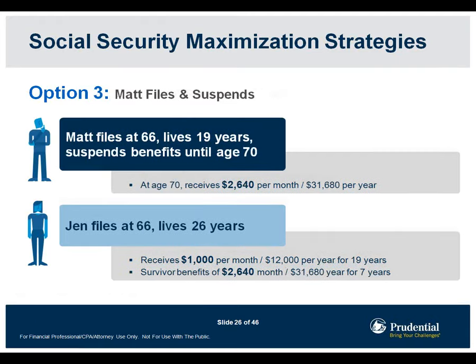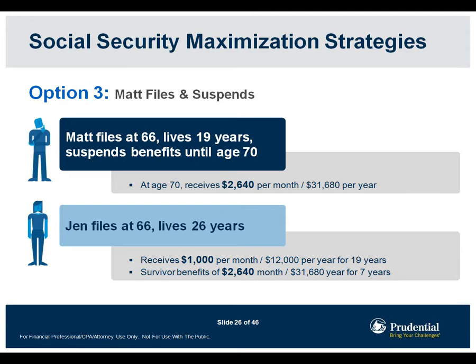And then there's option three, and this is called file and suspend. Let's assume Matt says, hey, you know what? I don't want to touch my benefits. I'm going to wait till age 70, because if I wait till age 70, my benefits will be enhanced. Instead of receiving $2,000 a month, I'll receive $2,640 a month. However, Jen can't file for spousal benefits until Matt files for benefits himself.